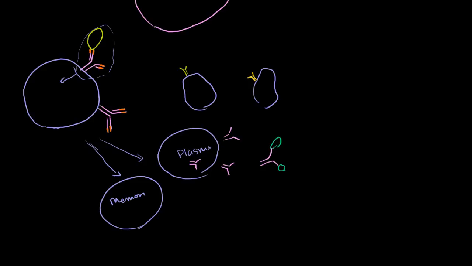Either tag them, the green's the pathogen, tag them so that macrophages or phagocytes eat them up, or tag two of them so you bundle them up so that they can't operate properly, whatever. I'm not going to go into detail on that. That's when it gets activated.